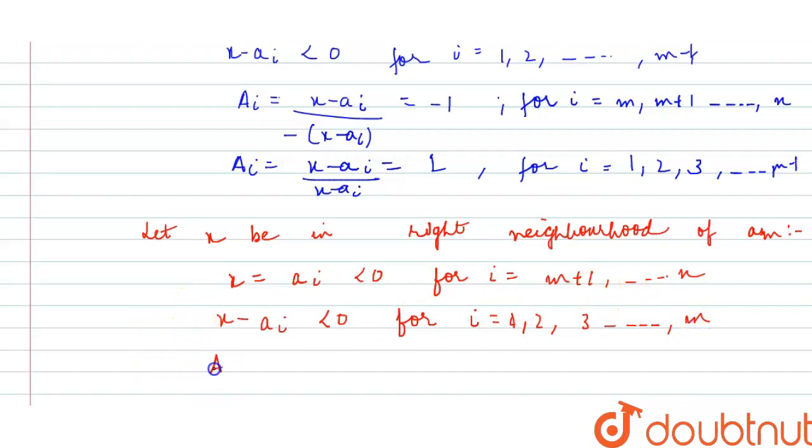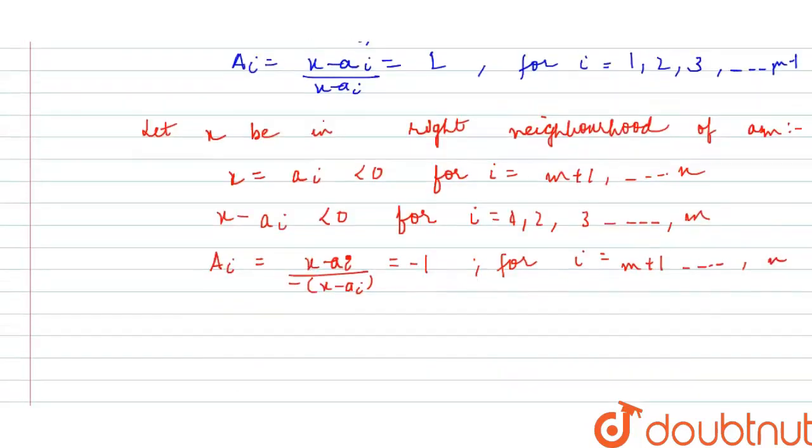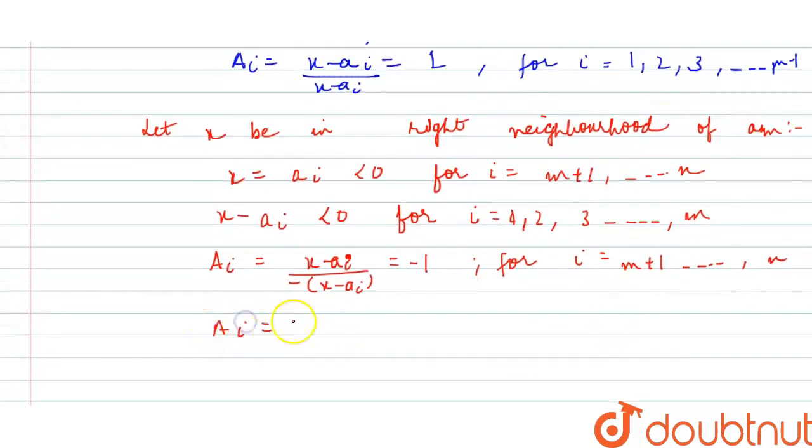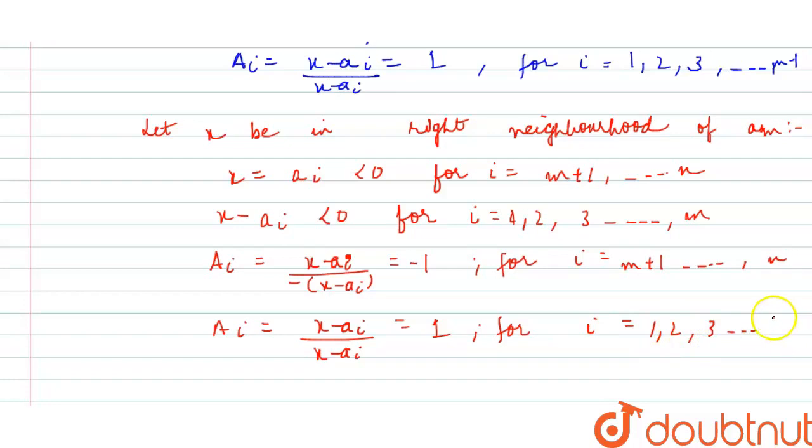Therefore, we can say that A_i is equal to (x − a_i) upon minus of (x − a_i), which is equal to −1, for i = m + 1 up to n, and A_i would be equal to (x − a_i) upon (x − a_i), that would be 1 after cancelling, for i = 1, 2, 3 up to m.